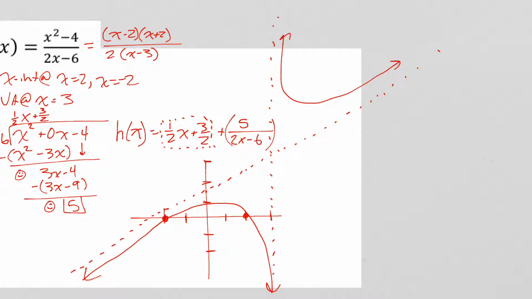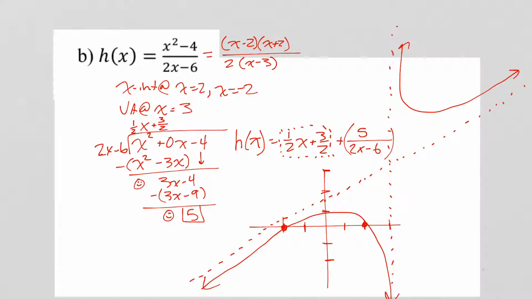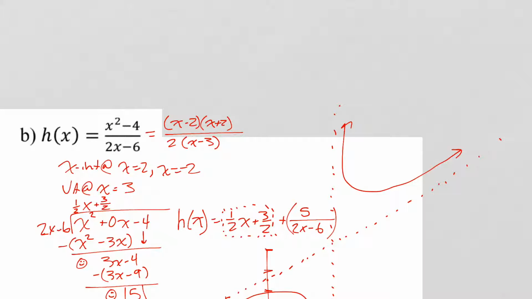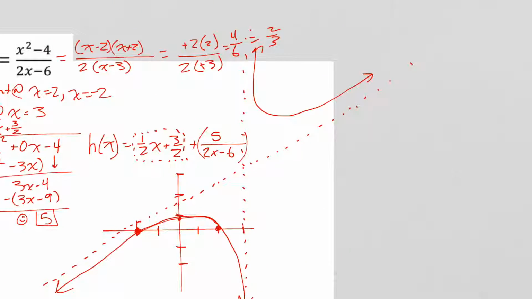I could find my y-intercept, plug in 0, and what would we get if we plugged in 0? Well, let's look at this form. We'd get negative 2 times positive 2 over 2 times negative 3. Negatives gone, so I get 4 over 6, which is 2/3. So my y-intercept is at 2/3, so maybe it's more like right there. But generally speaking, we got this puppy. Boom.